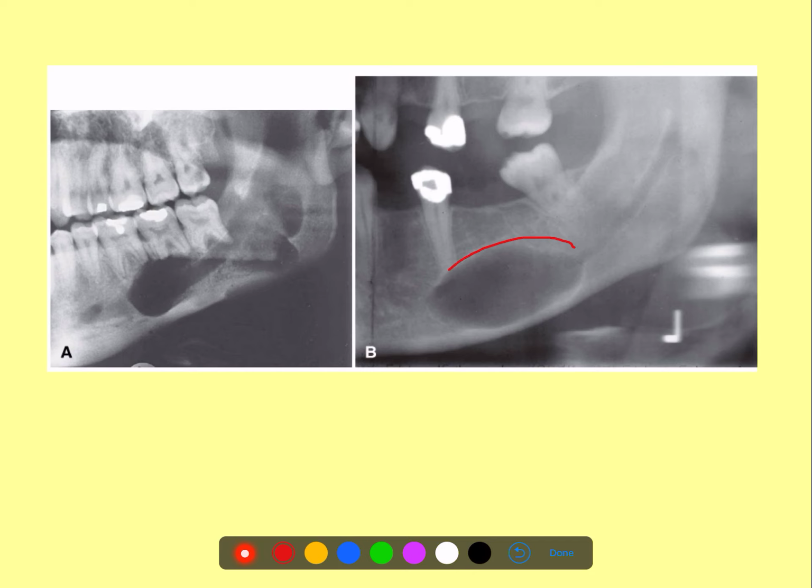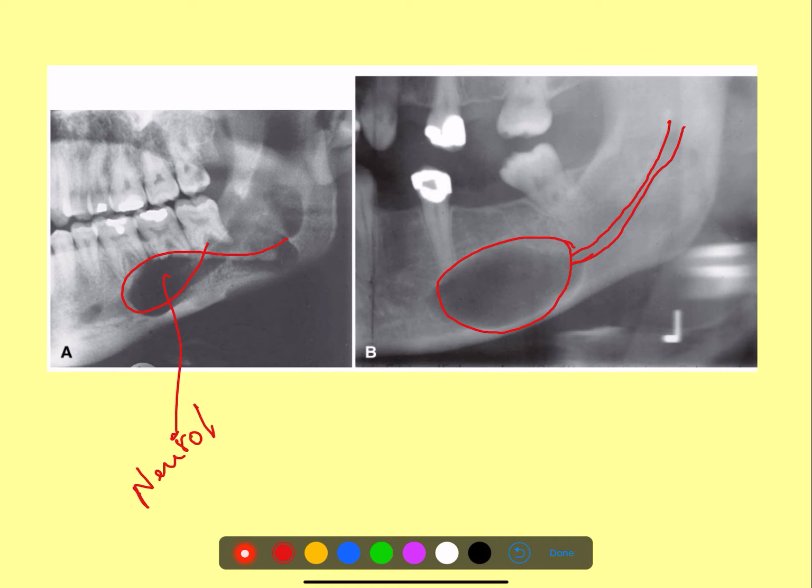And this radiographic appearance, you have to note that it is near the mandibular canal, which is nothing but a neurofibroma. That is expansion of the canal. Expansion is seen, so it is neurofibroma.